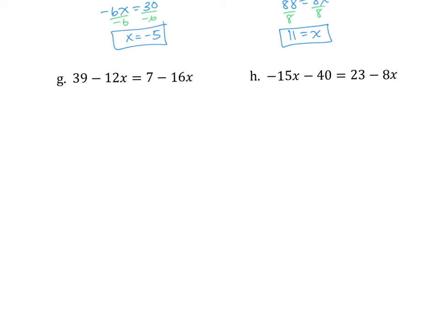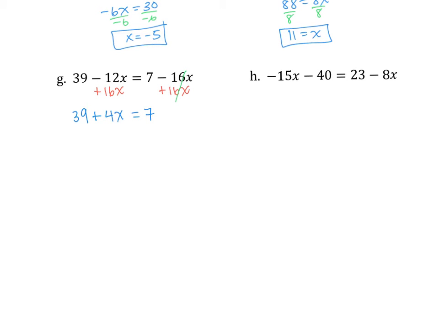Okay, we're going to do a few more. I'm going to go ahead and do G, although if you're feeling good, you can start moving ahead of me. Let's see, I'm going to plus the 16x. Make sure you line it up under the x column, which is right here. Bring down the 39. Let's see, 16 is bigger than 12, so it's going to be a plus 16 minus 4x equals 7, and these cancel.